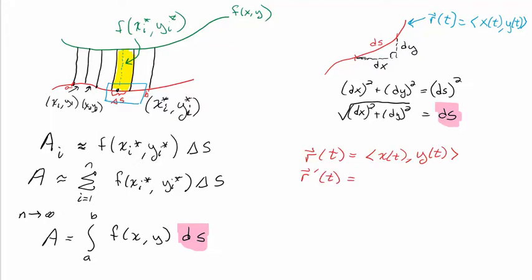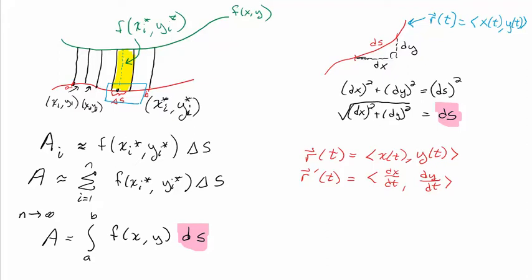What's the derivative of this vector valued function? Well, it's pretty easy, right? It's just the derivative of the first thing with respect to t, and the derivative of the second thing with respect to t. So that's going to be dx/dt, dy/dt. Now, what's the magnitude? So this is the velocity, right? It gives you the speed and the direction.